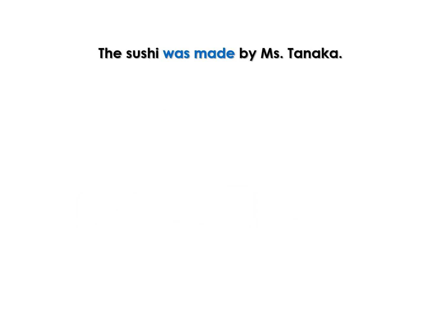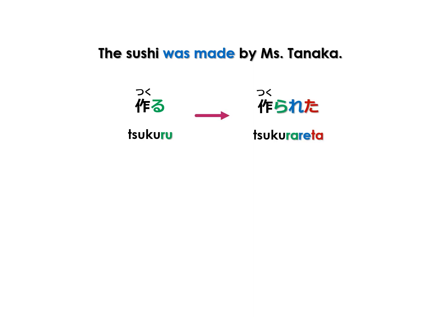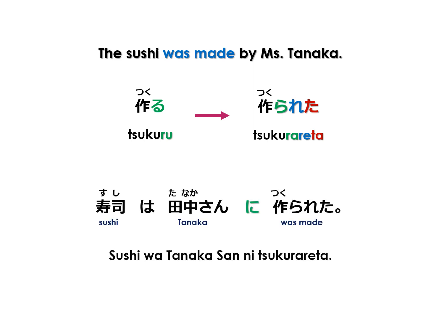The sushi was made by Miss Tanaka. Will make is tsukuru, a category 2 verb. Since we have was made, we conjugate into the passive past: tsukurareta. So the whole sentence is sushi wa Tanaka-san ni tsukurareta. Focus is on the sushi, and the doer, Tanaka-san, takes the particle ni.